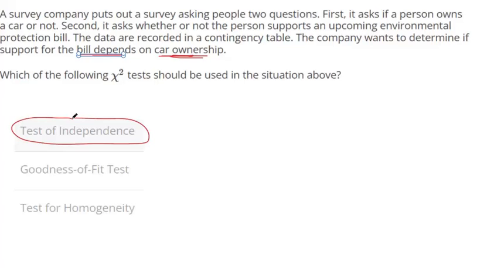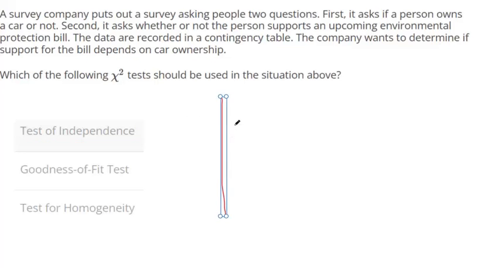For homogeneity, you would have to have two different columns of numbers, and say you're testing whether the people supporting the bill have the same distribution as the car ownership people. But if it's a contingency table, that tends to point you towards a test of independence. It's not always that way, but a contingency table lets you compare those two groups.